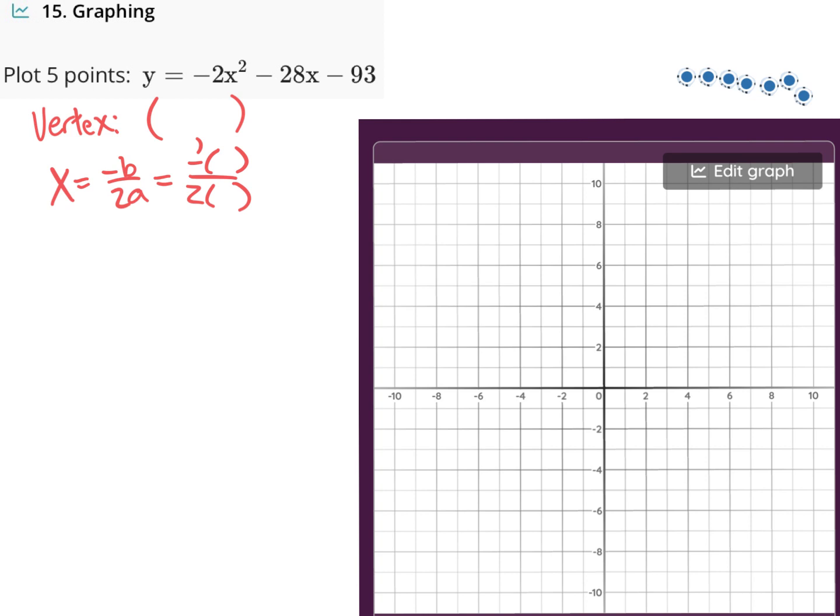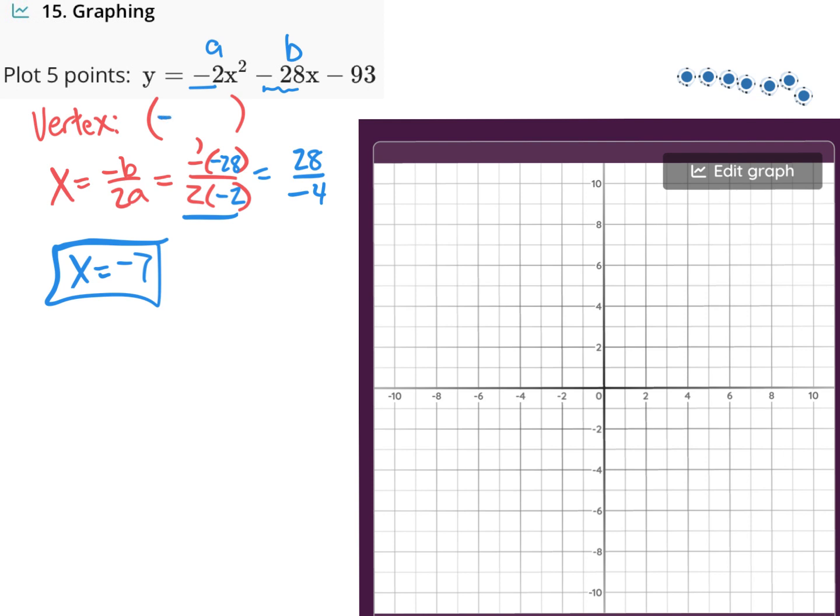Now, all you got to do is identify that the b value is -28 and that the a value is -2. So negative 28 goes in the top parenthesis and negative 2 goes in the bottom parenthesis. So up on top, you have a negative negative, which becomes a positive. So you really have a positive 28 over 2 times negative 2, which is negative 4. So you really have 28 divided by negative 4. So what is 28 divided by negative 4? Your answer is x equals negative 7. Okay, so you now have the x value of your vertex, that's negative 7.